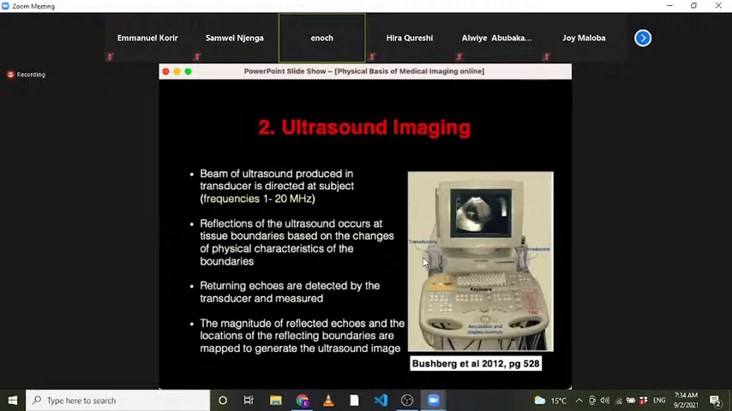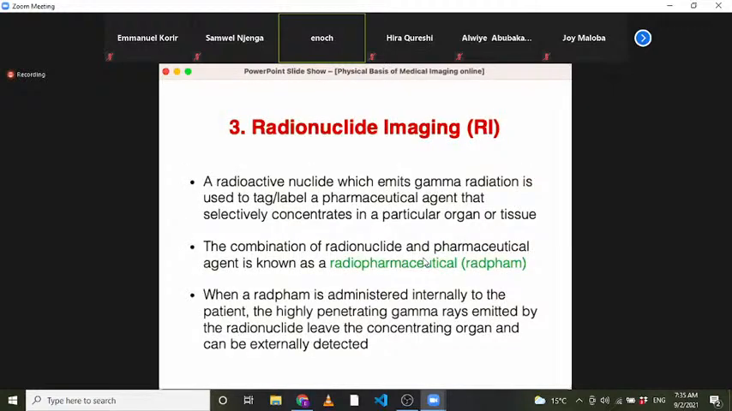Having a frequency of between 1 to 20. So the low frequency is useful for imaging deeper structures, okay, like for obstetrics. Then for structures which are more superficial, we use the high frequency. Okay, that is ultrasound imaging.